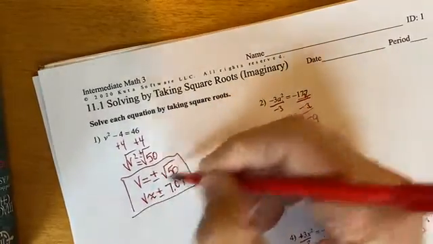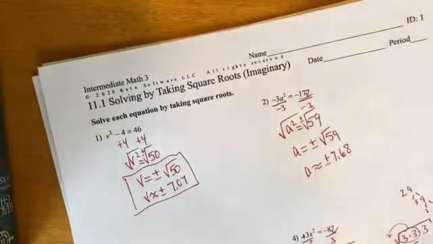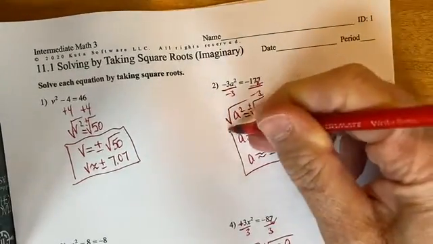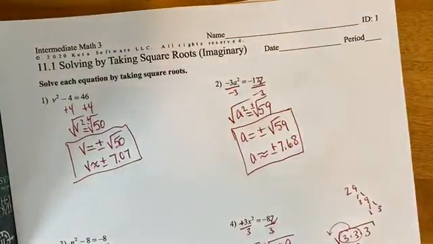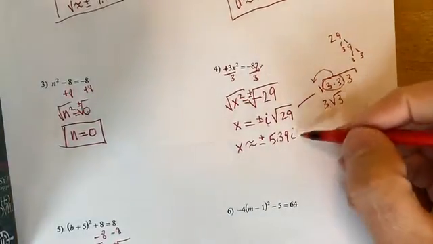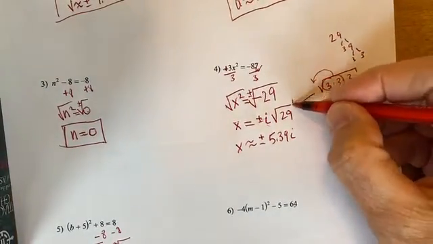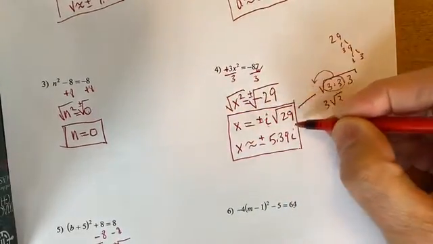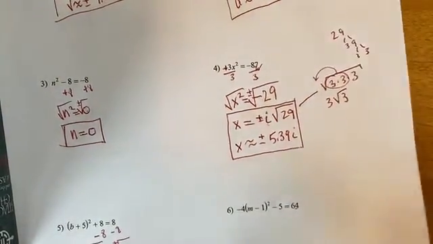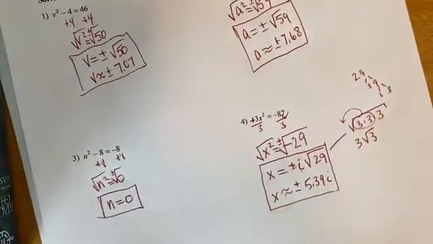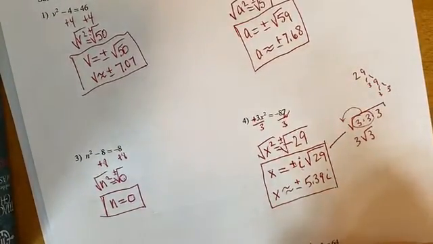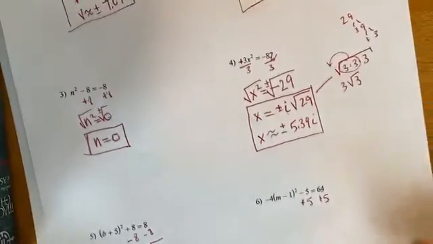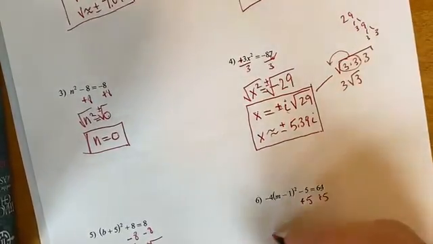This has a positive square root of 50, negative square root of 50. This has positive square root of 59, negative square root of 59. Okay? This is positive square root of 29, negative square root of 29, or i times the square root of 29. This one we'll see. So add 5.